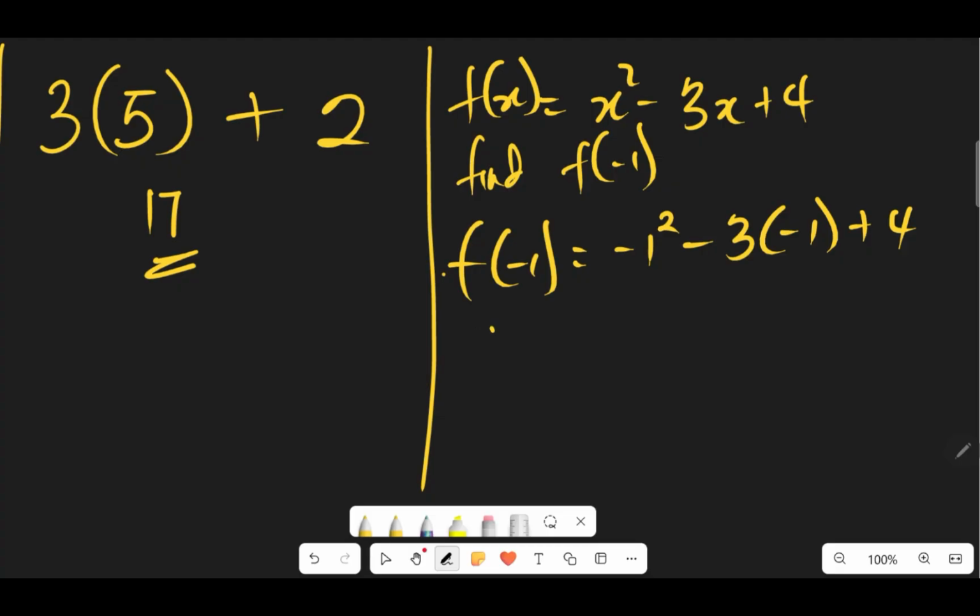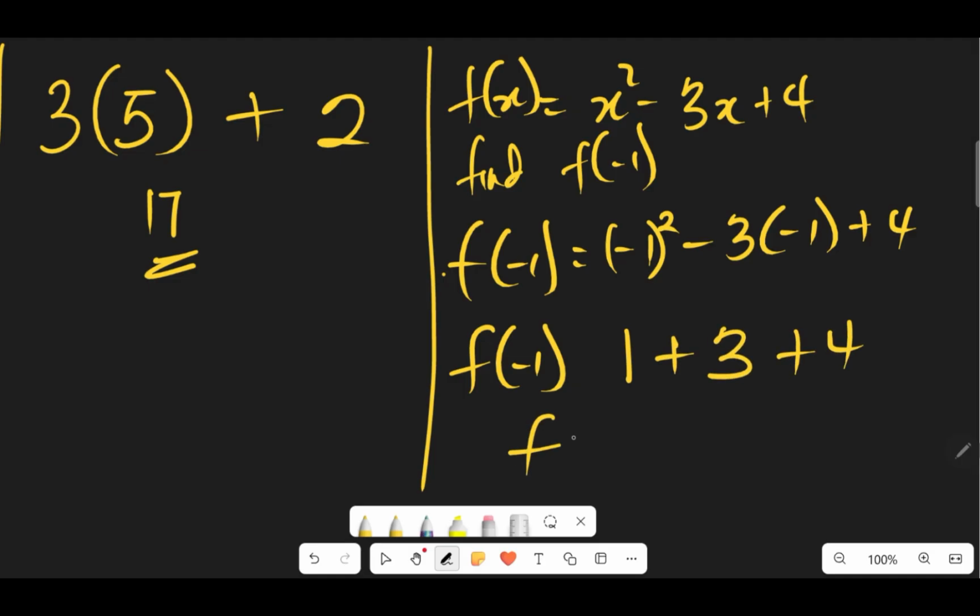But mind you, we are finding f of minus 1. If you want to type this on a calculator and you don't put this in a bracket, you're going to get it wrong. So minus 1 squared is the same as 1. Is that okay? So if you type minus 1 squared on the calculator in a bracket, you're going to get 1. But if you don't put it in a bracket, you're going to get minus 1. And that would be wrong. So minus 3 times minus 1 is going to give me positive 3, then plus 4. So f of minus 1 is simply going to give us 8.